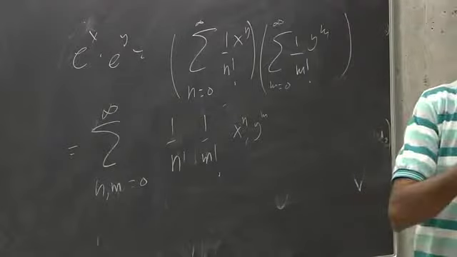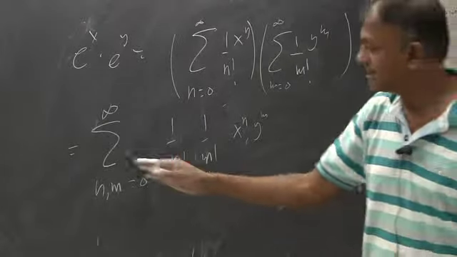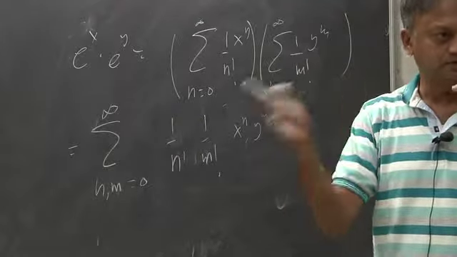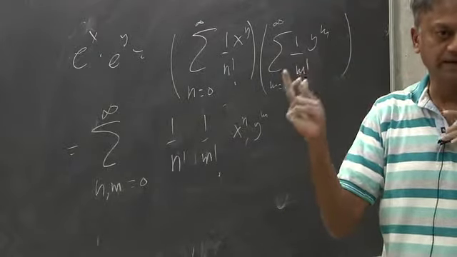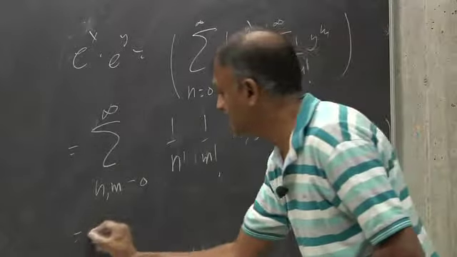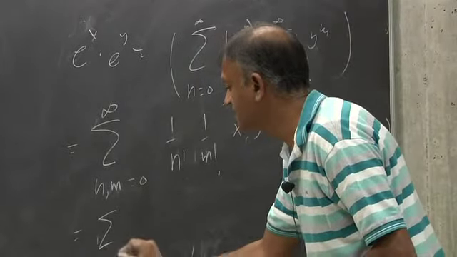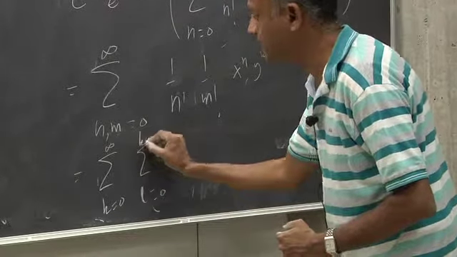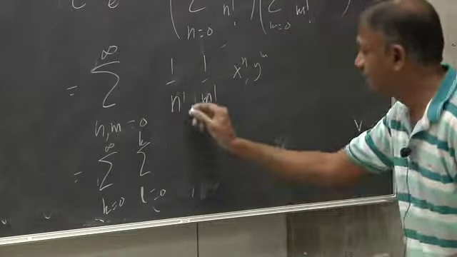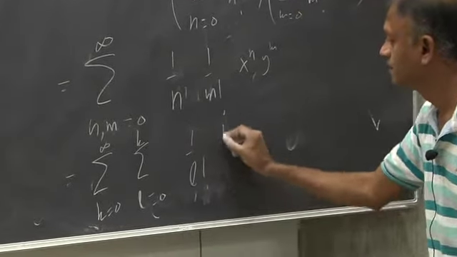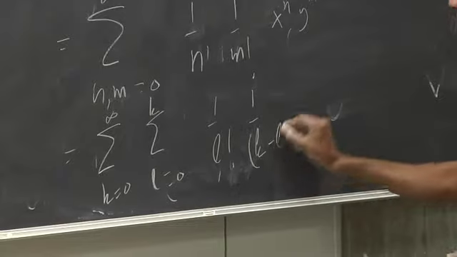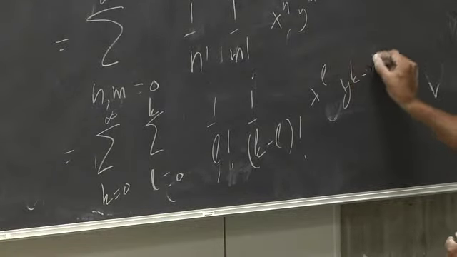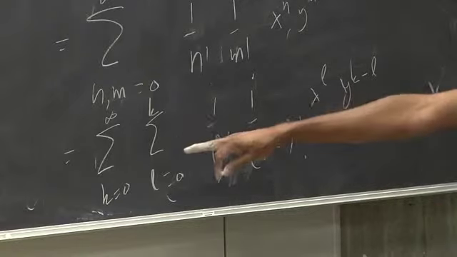Now again do the same trick that we did before. We sum it in a different way. We keep n plus m fixed first, and then distribute in different ways the powers of x and y. So I can write this as the sum k going from 0 to infinity and L going from 0 to k, and then you have 1 over factorial L, 1 over factorial k minus L, x to the power of L, y to the power of k minus L. The same trick that we did before.